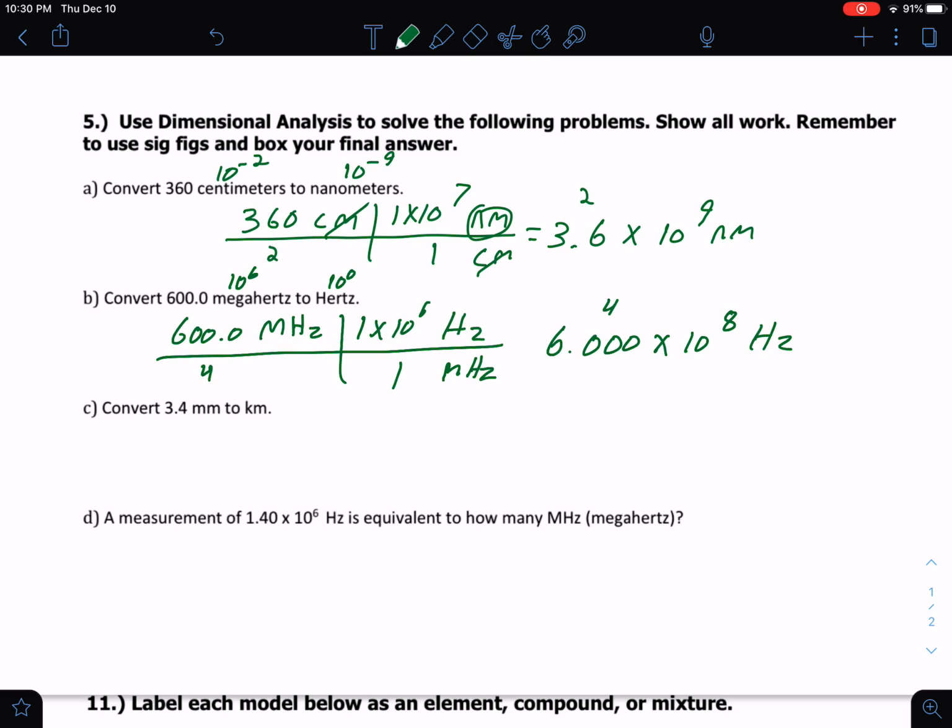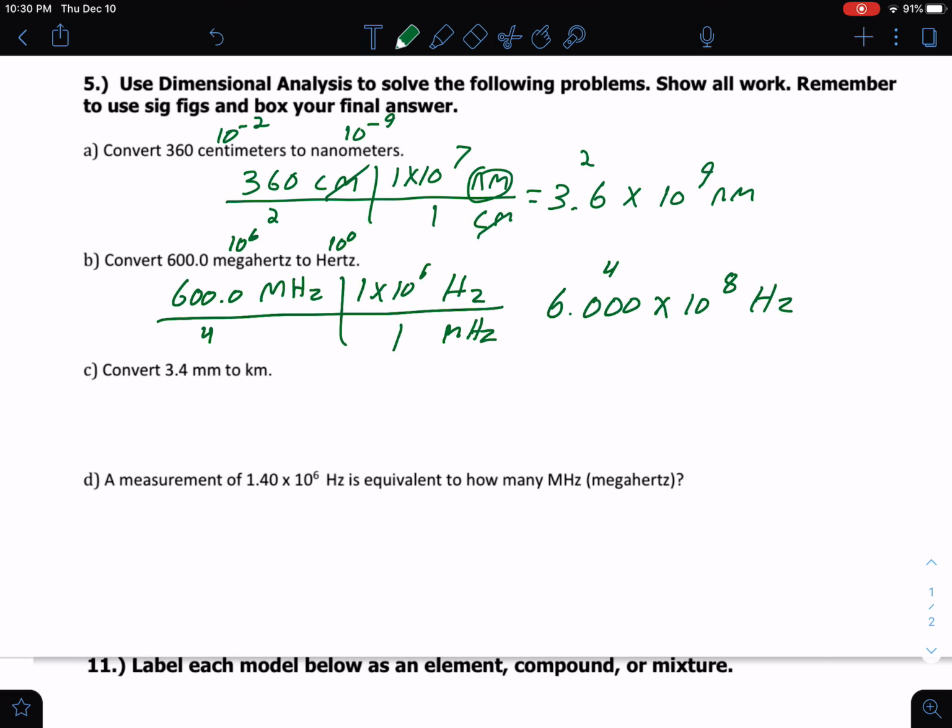Okay, we'll do one more of these. So I have 3.4 millimeters to kilometers. So 3.4 millimeters.